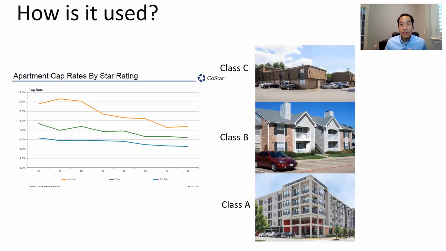Your Class B deals are more like the stuff built in the '80s or '90s, and those rates were probably 8% all the way came down to close to 5.5%. And then your A properties, they were already 6% and then came down to probably 4.5%. And so your A properties are your nicer properties developed in the last probably 10 years or so.